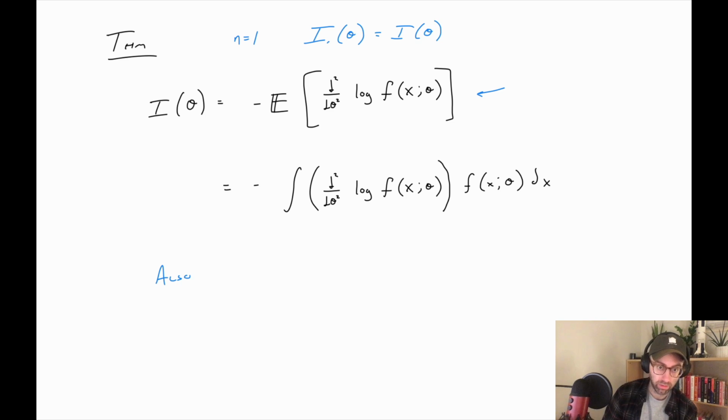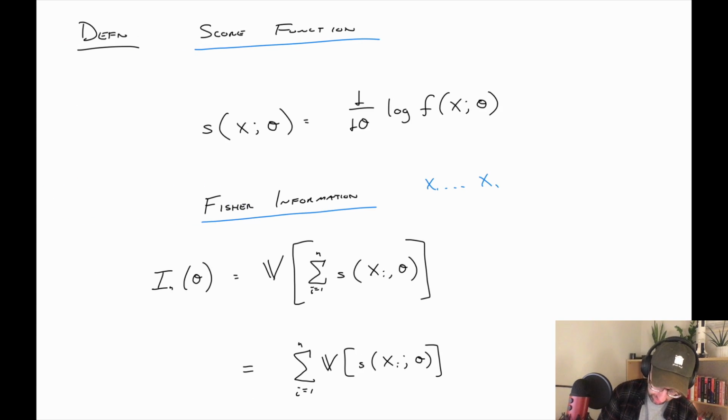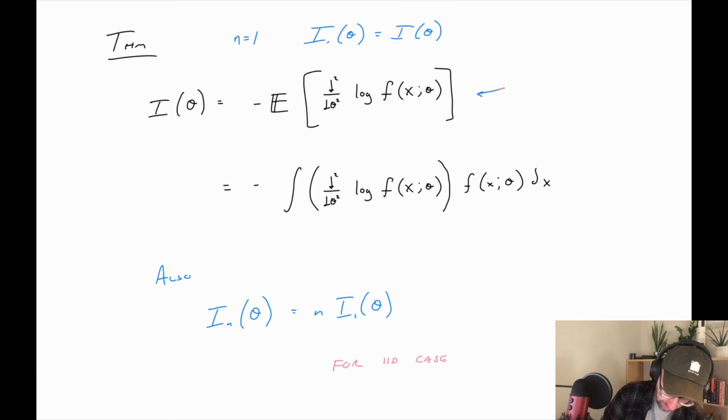But it turns out, when we're dealing with the IID case, the information of a sample of size n is equal to n times the information of that single observation. I'll put the 1 here to make that really clear. And again, this is for the IID case. So basically, instead of directly calculating this thing here, you would do this instead, and then simply multiply by n, because that'll make things much easier.